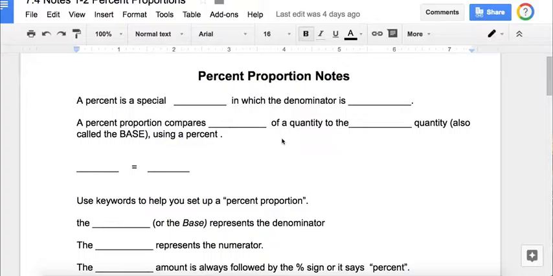So in our previous unit, we covered proportions, and now we're going to be mixing in percent. So we're going to have to remember our prior knowledge about percent and what it's out of.